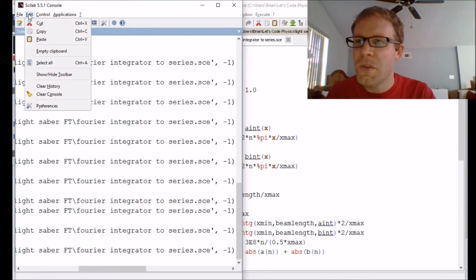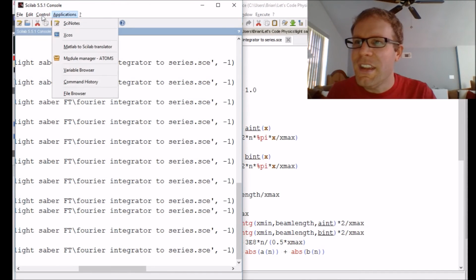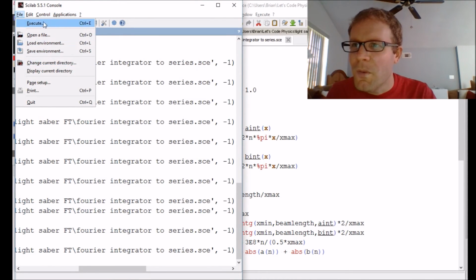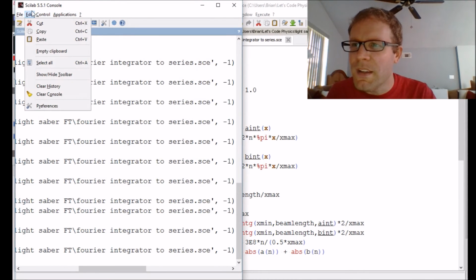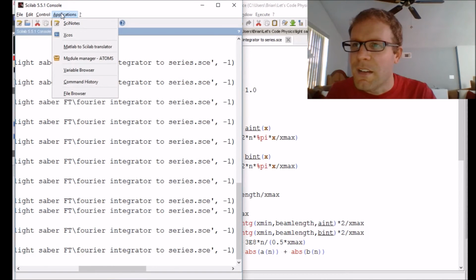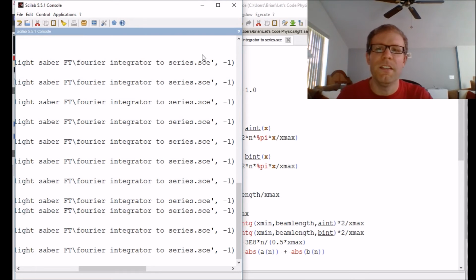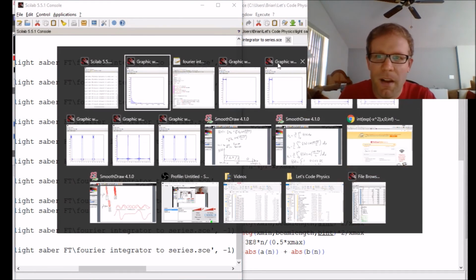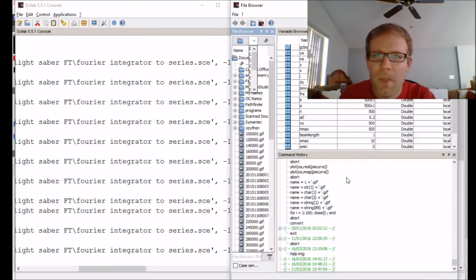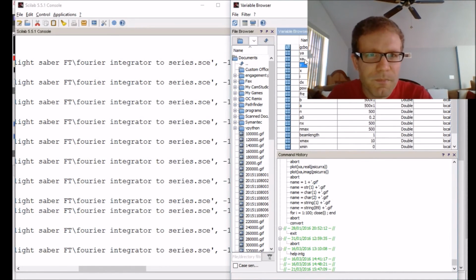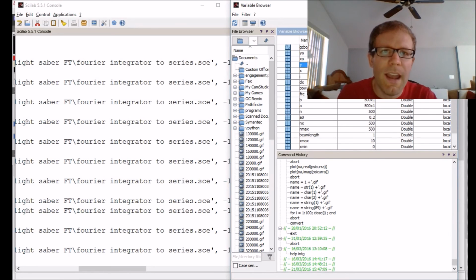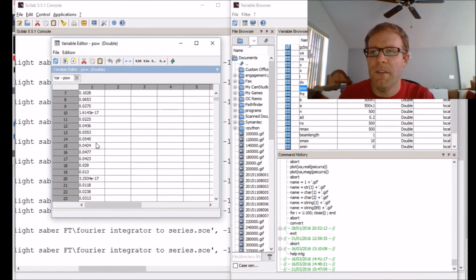I'm going to access the, where is the variable browser? There it is. The variable browser is a really neat feature in Scilab. I think I already had it open. Here we are. Okay, so here's our variable. So if I take a look at this PAL, this is the absolute value of each of the ANs and BNs.